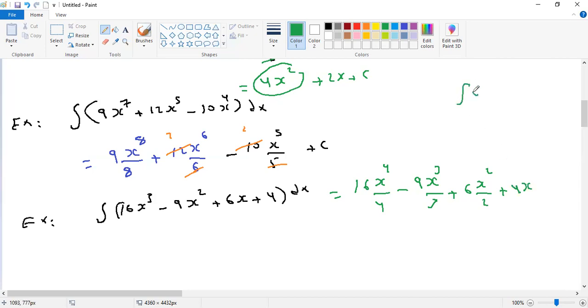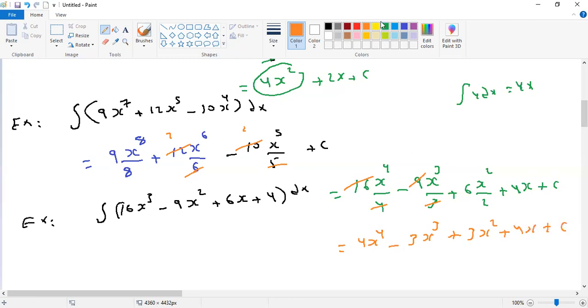Because the integral of 4 dx is 4x, plus constant c. This can be simplified. We have 16 with 4, so it will be 4. So the answer is 4x to the power 4. The 9 with the 3 will be 3. So minus 3x cubed plus 6 divided by 2, 3x squared plus 4x plus c.